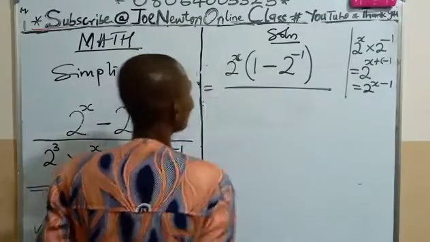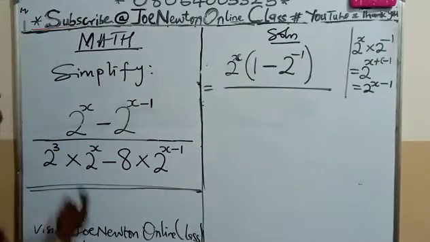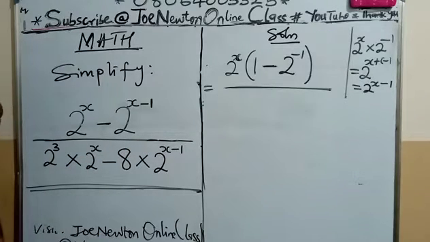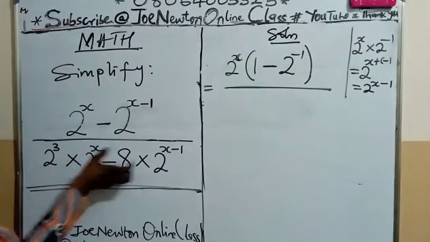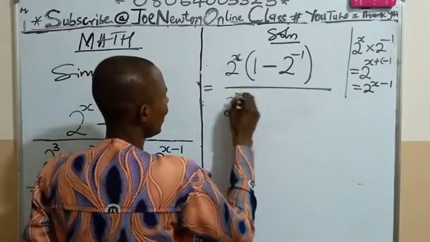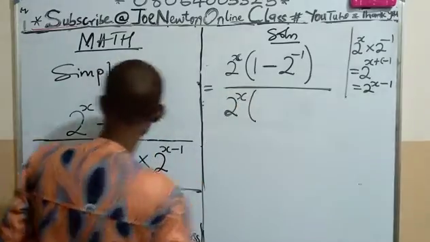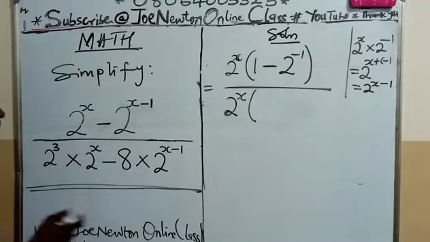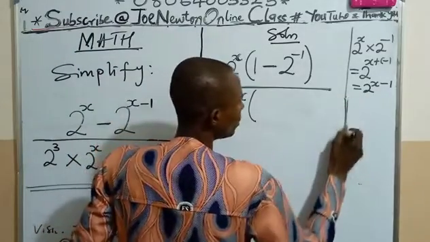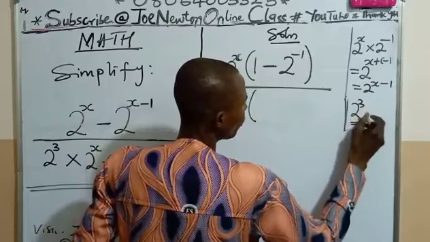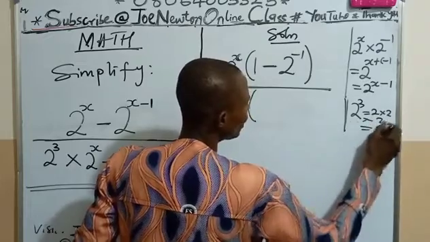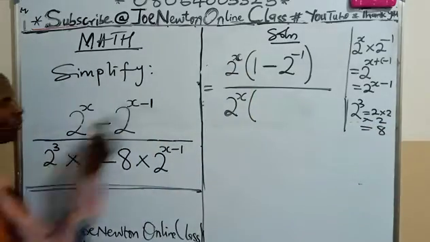You come to the denominator. This is for the numerator. To the denominator, you have 2 raised to the power 3 times 2 raised to the power x, minus 8 times 2 raised to the power x minus 1. So you apply the same knowledge. Here, you can now use 2 raised to the power x to factorize as well. So you now have 2 raised to the power x, bracket open, factorize this side, factorize this side. 2 raised to the power x times this. 2 raised to the power 3 is of course 8. Then recall that 2 raised to the power 3 is equal to 2 times 2 times 2, which is equal to 8. So bracket 8.